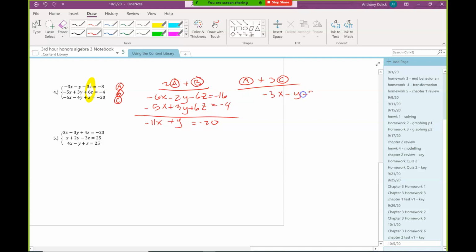And now we'll just do the other set. So copy down A, and then 3 times C, so that's negative 18 minus 12 plus 3z equals negative 60. So that's going to be negative 21x minus 13y is equal to negative 68.